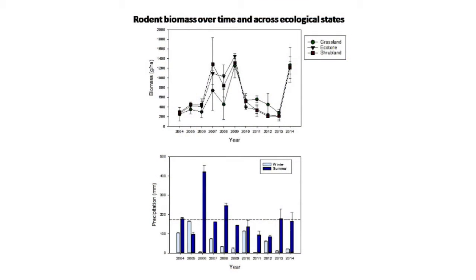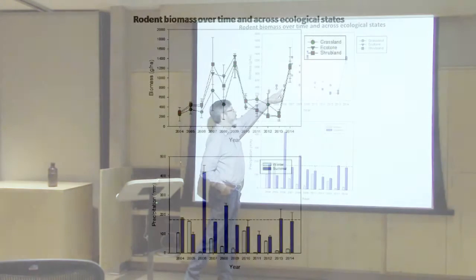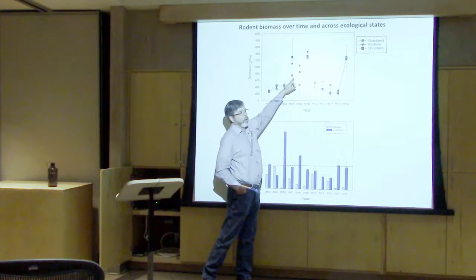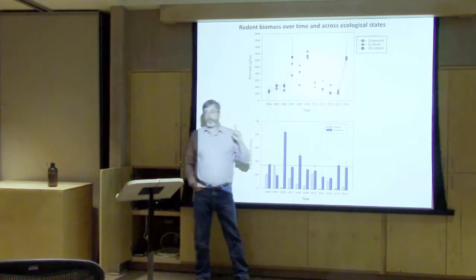And while I have this up there, I just want to also show you the precipitation data for the same time period. Summer precipitation is more important for these guys. This is the average. And so what you see in 2006 is way above average, but you don't see much response. Where you see the response is the following fall. You got a 1-year time lag.